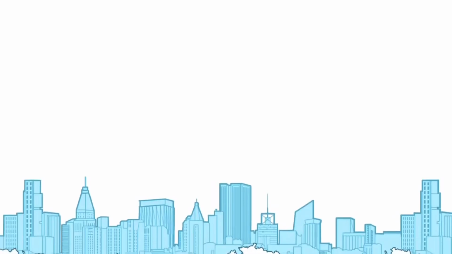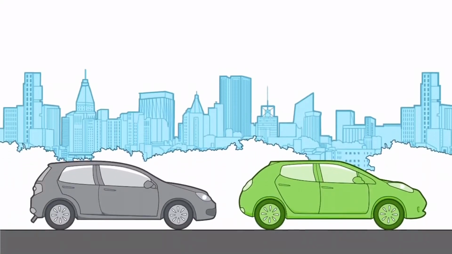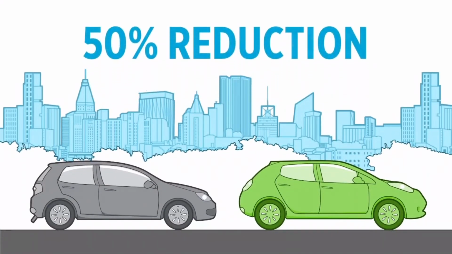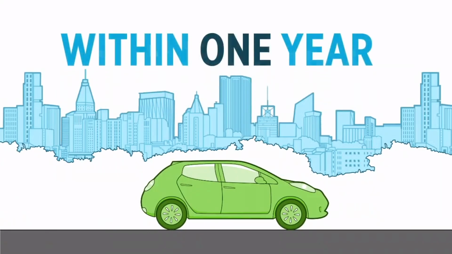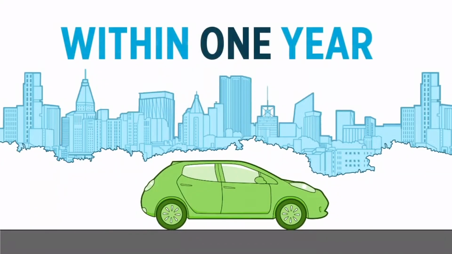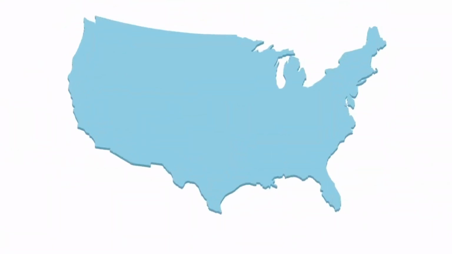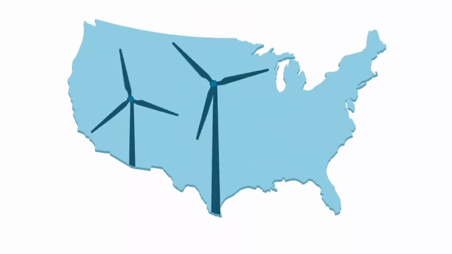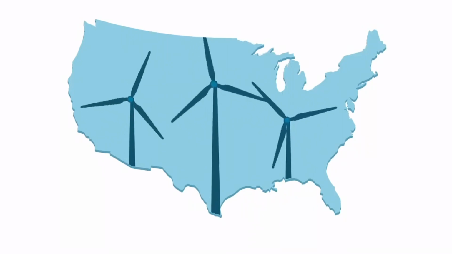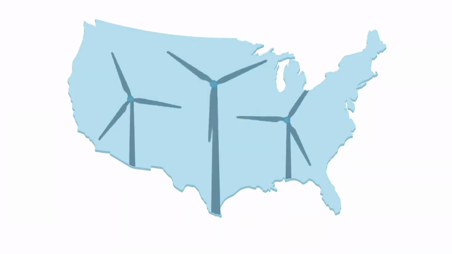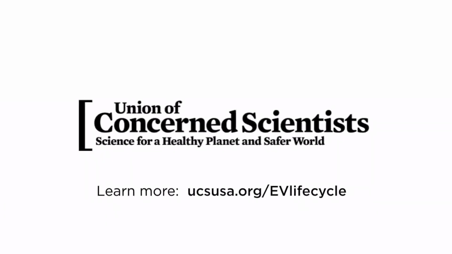In the final tally, an 84-mile range battery electric car cuts global warming emissions by more than 50% compared with a similar-sized gas-powered car, making up for the battery's manufacturing emissions within 1 year of driving. And as the country adds more and more renewable sources of electricity, driving electric will get even better. So there you have it, straight from the engineers at the Union of Concerned Scientists. Electric cars, clean and getting cleaner.